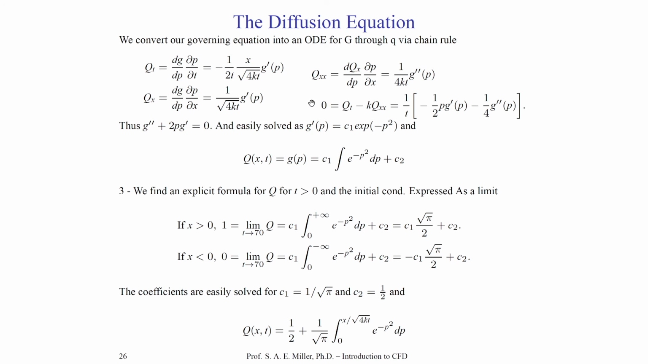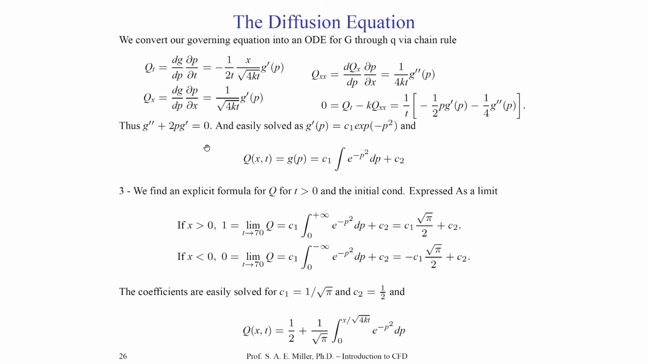You'll notice that if we substitute qt and the second derivative of q with respect to x into the original diffusion equation, we'll have it equal to 0, qt minus k qxx. We plug in the variables from the right-hand side of these three sets of equations, and we'll get 1 over t, negative 1/2 p g prime p, minus 1 over 4 g double prime of p. I then showed that if you have g double prime plus 2p g prime, it will be 0, by showing the right-hand side equals left 0 on this previous equation.